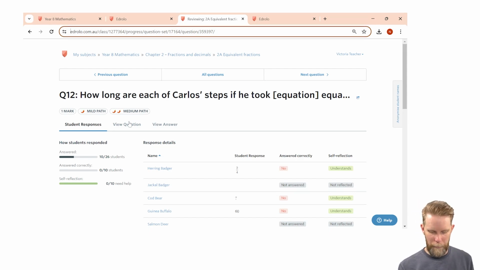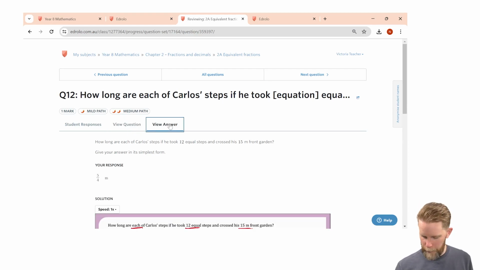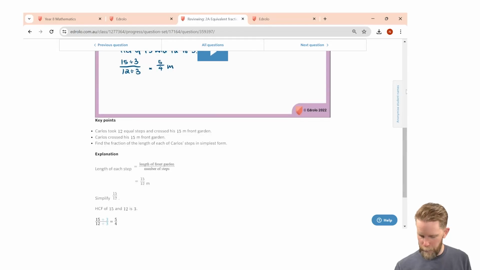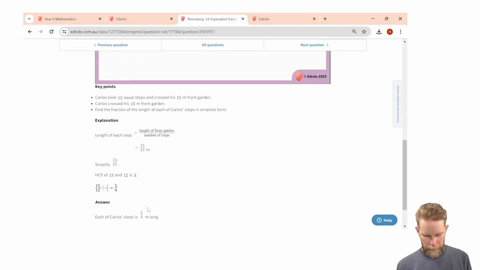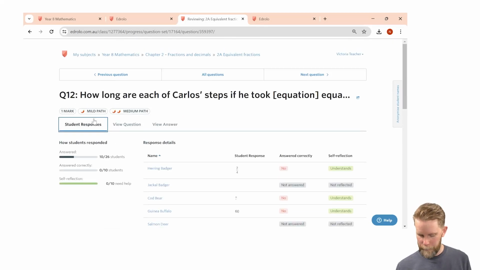On this page, you'll be able to see all the information about the students' individual responses. First of all, we might want to refresh our mind and see what the actual question was that the students were responding to. In this case, it's how long are each of Carlos' steps if he took 12 equal steps and crossed his 15-meter front garden? Give your answer in the simplest form. We also have the correct response, which in this case is 5/4. Now we can go back and look at the student responses.